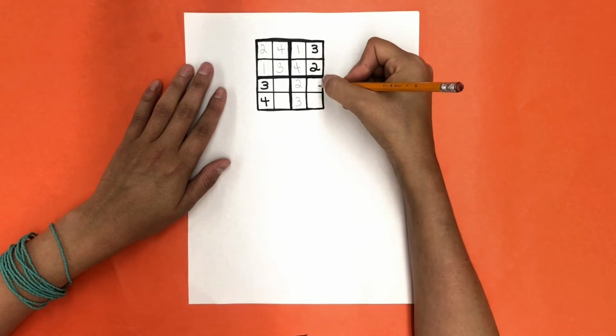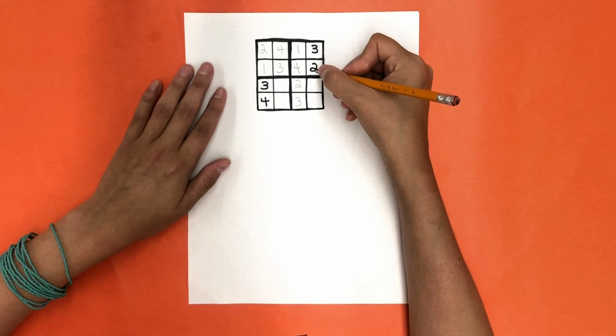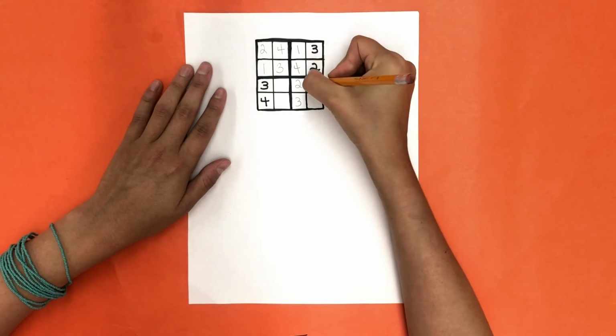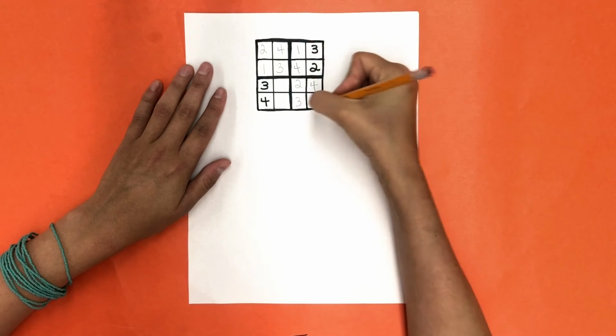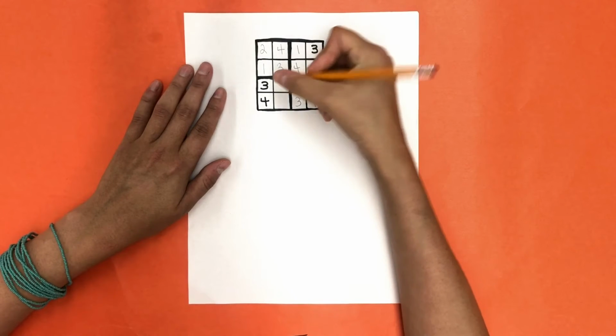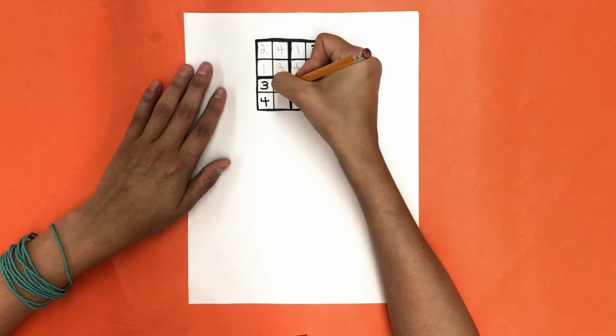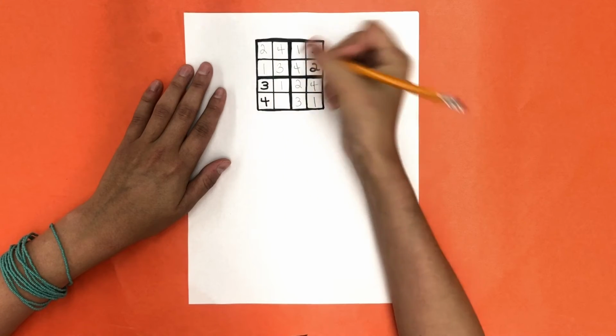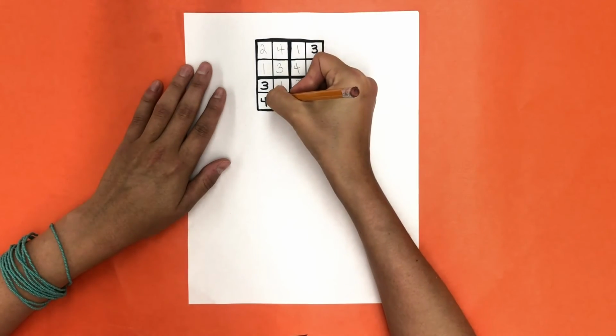Let's try this column. So I need to put a 4. I can't put it here. I'm gonna put it here. Now I'm just missing a 1. Let's finish up. So I'm missing a 1 from this row, and I'm missing a 2.